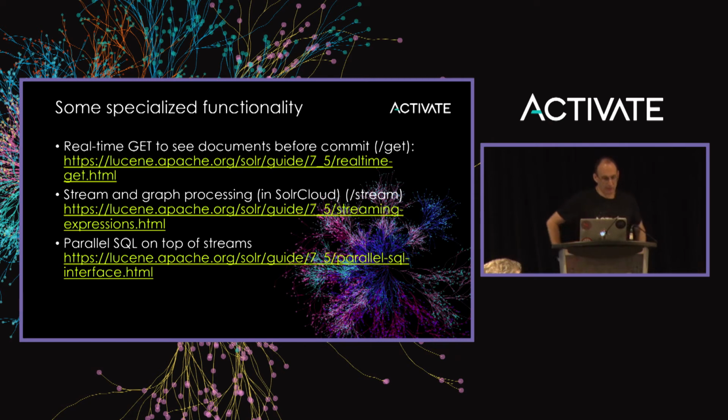Okay, we have some additional specialized functionality that also uses JSON. So real-time get to see the documents before you commit them. So sometimes people need that. Stream and graph processing in a Solr cloud endpoint. The stream endpoint uses JSON, and parallel SQL, which is built on top of stream, also produces JSON at the end. I'm not going to cover those.